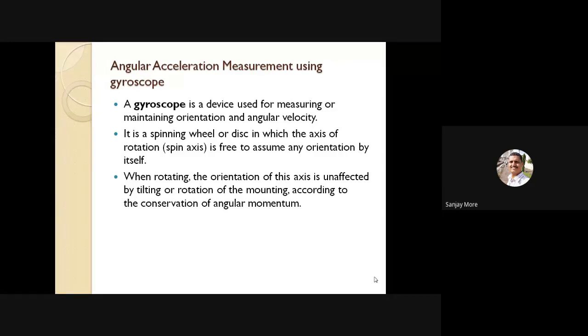Measurement using gyroscope. So first, see what is meant by gyroscope.